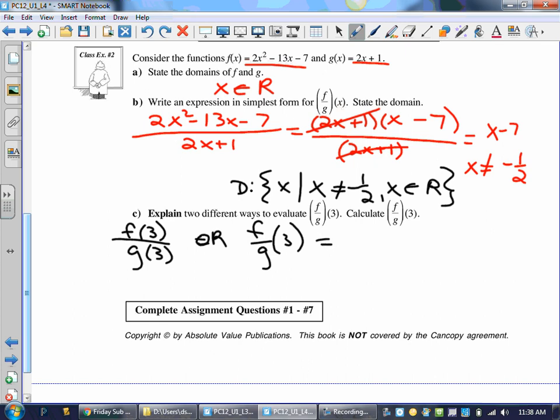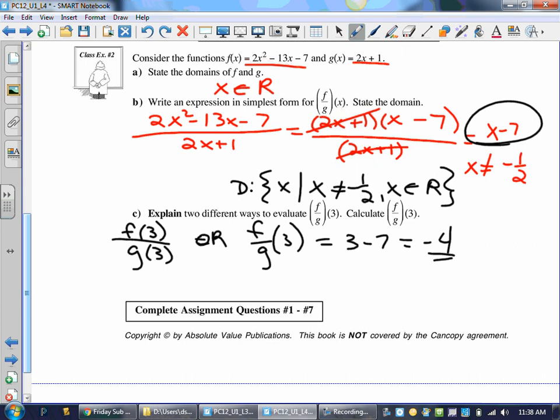If we do this, we're going to get 3 minus 7 if we just use the simplified version. So we get negative 4. Okay, so that's really easy to do if you use the division first and then plug in your value of 3.